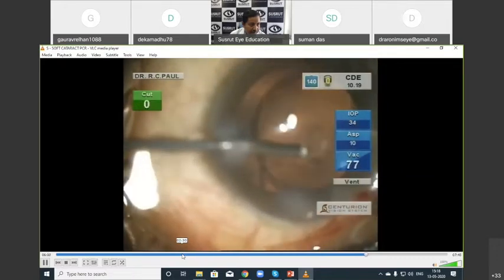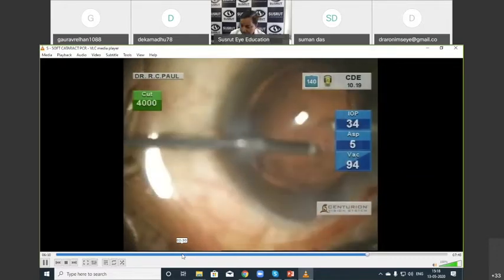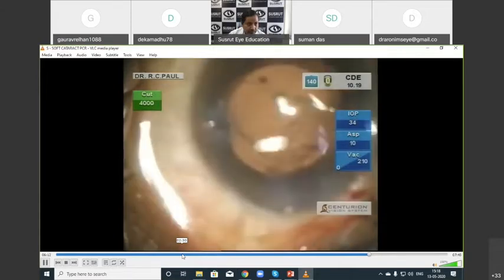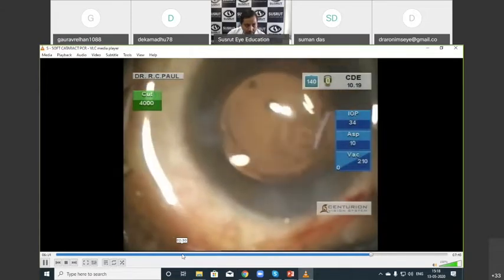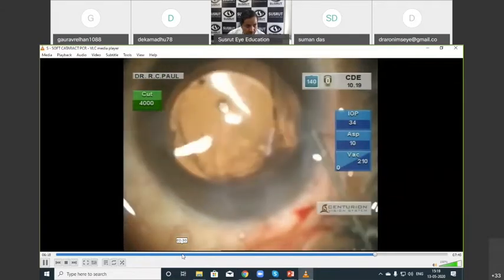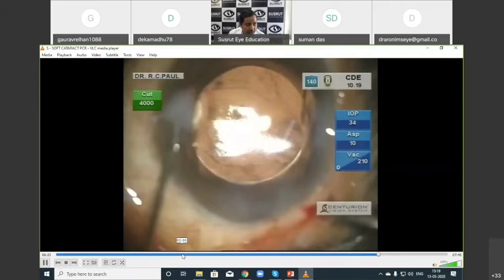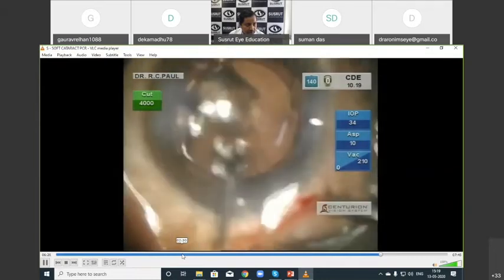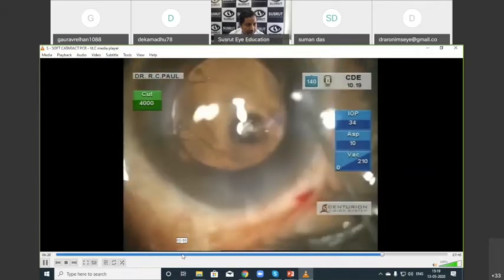Now the cutter is being changed. Now the wounds are being closed. Checking IOP.